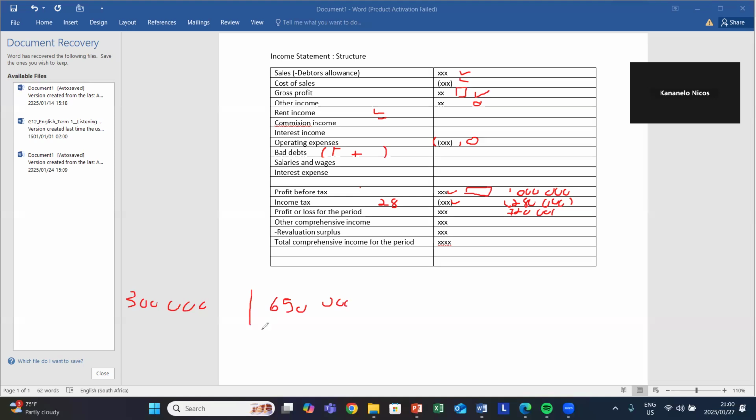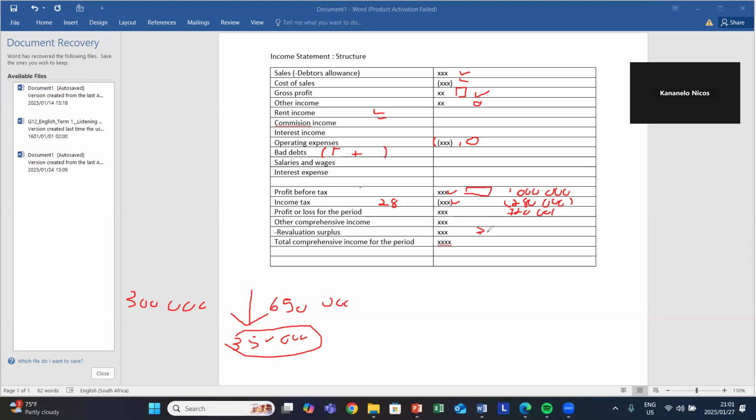So what you will do is check the difference between the two items. 650,000 minus 300,000 gives you 350,000 rand. That 350,000 rand will be the value of our land revaluation, or revaluation surplus. It simply means our land and building has increased by 350,000 rand. So we will record it here as our revaluation surplus.